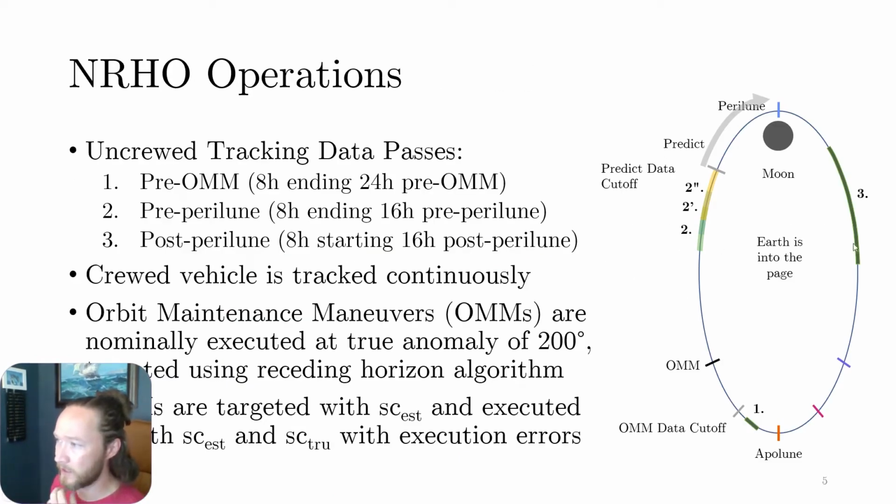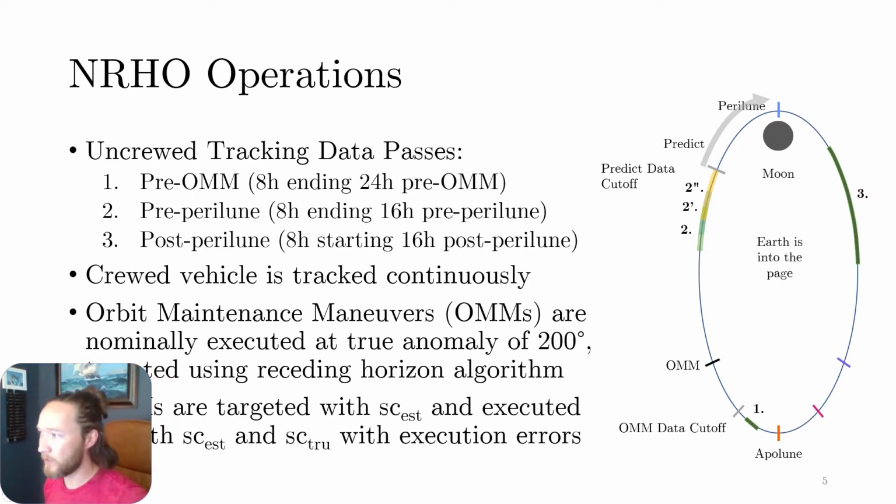The way it works in the NRHO when we're uncrewed is that we have three 8-hour DSN passes per rev. We've labeled them, number 1 right here, which sets us up for an orbit maintenance maneuver at true anomaly 200. Then we have a pre-Perilune pass, and one of the analyses we look at is shifting the location of this pass specifically. And then, of course, we are looking at the prediction from that pass to Perilune. After Perilune, we have a DSN pass, which can help rectify any errors that we've picked up from this Perilune pass. Then the whole cycle repeats for every NRHO at about a 6.5 day period.